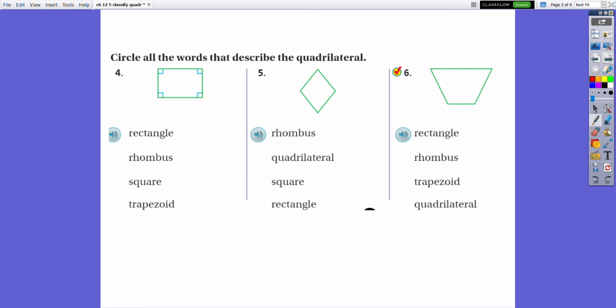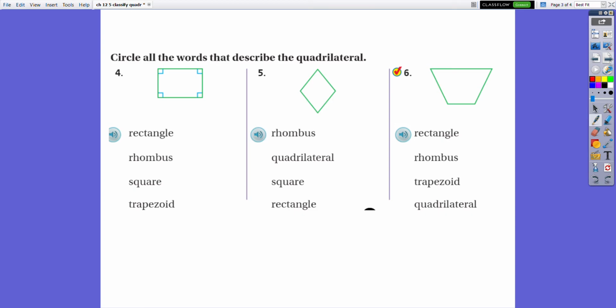Now, circle all the words that describe the quadrilateral. Numbers 4, 5, 6, all of those shapes are quadrilaterals. Why quadrilaterals? Because those have four sides, four angles. So we agree with this. We're done with this. But we want to name each one. We want to call each one. Is it rhombus, rectangle, square, what, trapezoid? So we will see.